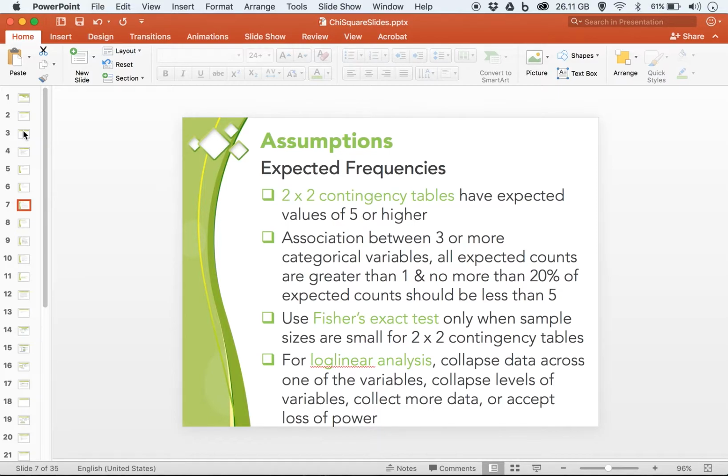And when 3 or more variables are involved and the log linear analysis is done, you might need to consider a few different ways to work with your data. If you don't have 5 counts or more in each category, you can collapse your data across one of the variables, and that's just the one that you least expect to have an effect on the outcome.